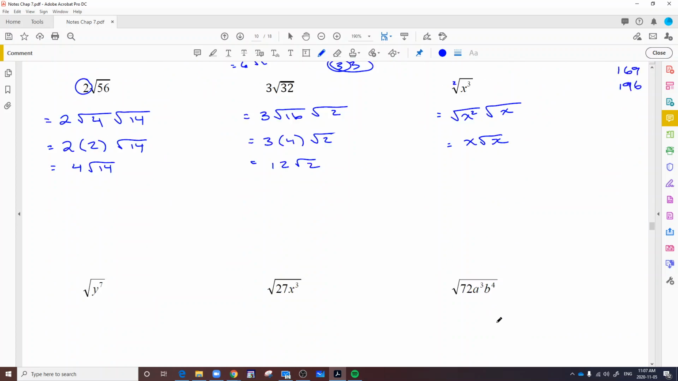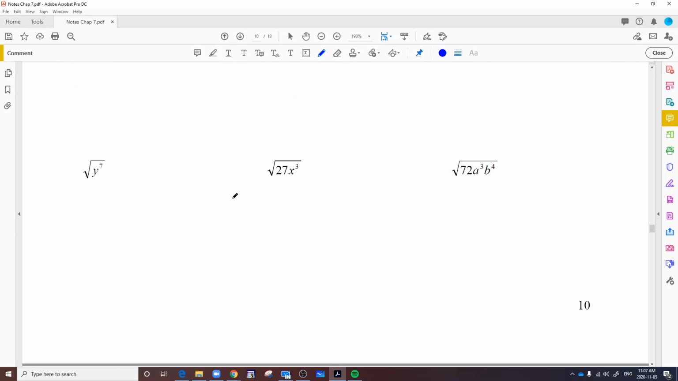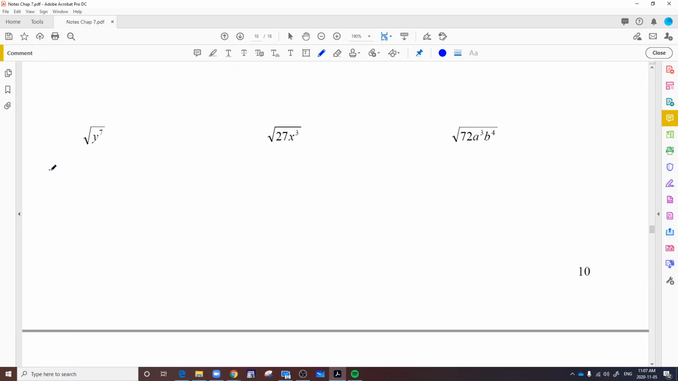All right, let's try another one. So what about y to the 7? So again, we're trying to find an exponent that's even so that I can take the square root of it, which means dividing the exponent by 2. And so if I have y to the 7, it would be y to the 6 times y. 6 is divisible by 2, the 1 is not. So I'm going to put y to the 6 in here, I'm going to put the y in here. Then I've got 6 divided by 2, so the square root of y to the 6 is y cubed times the square root of y.